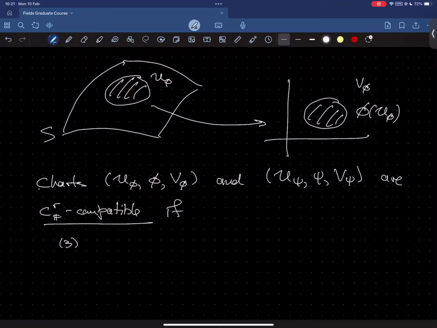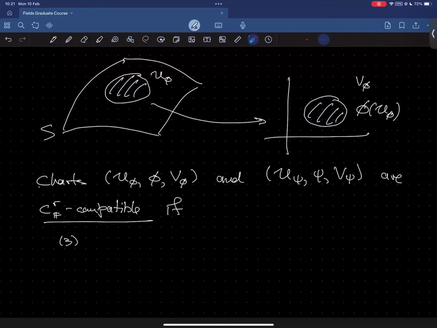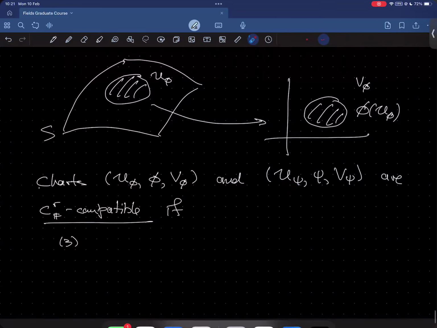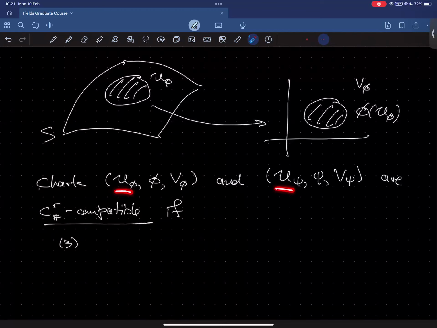So I'll draw a picture that encapsulates this, but I'll write the definition down first. The definition only makes sense if U_φ and U_ψ intersect. If they don't intersect, then their intersection is the empty set and the whole definition becomes vacuous. So definitely have in your mind that these things overlap.